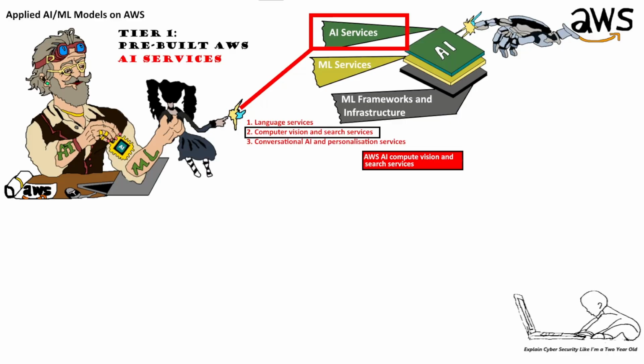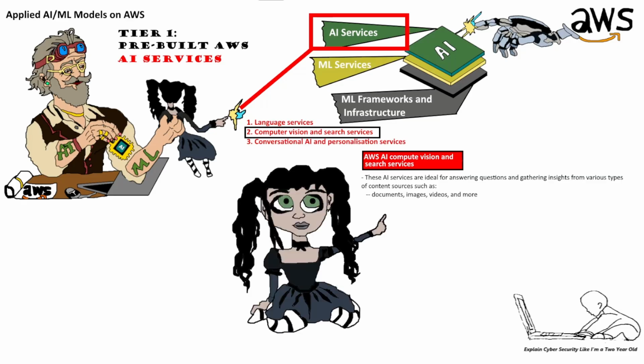So here's a quick recap on AWS AI computer vision and search services that we covered in this video. And these services are great for answering questions and gathering insights from various different types of content. And the services we touched upon in this video were Amazon Kendra, Amazon Rekognition, and Amazon Textract.